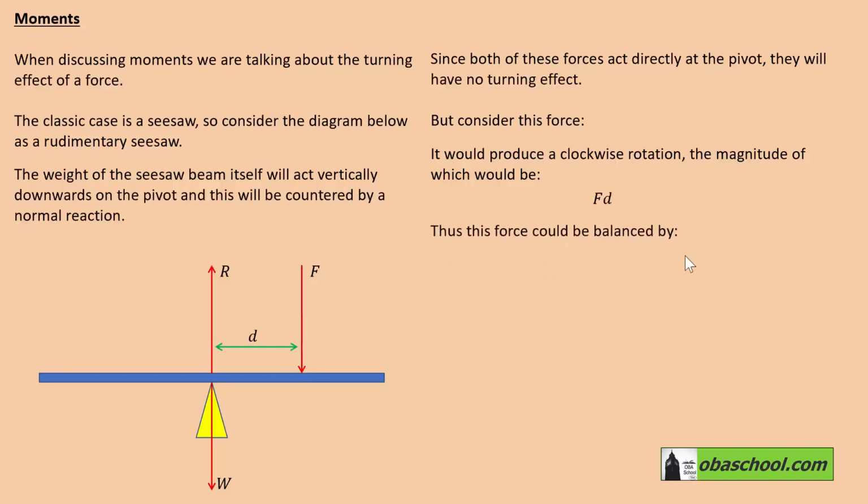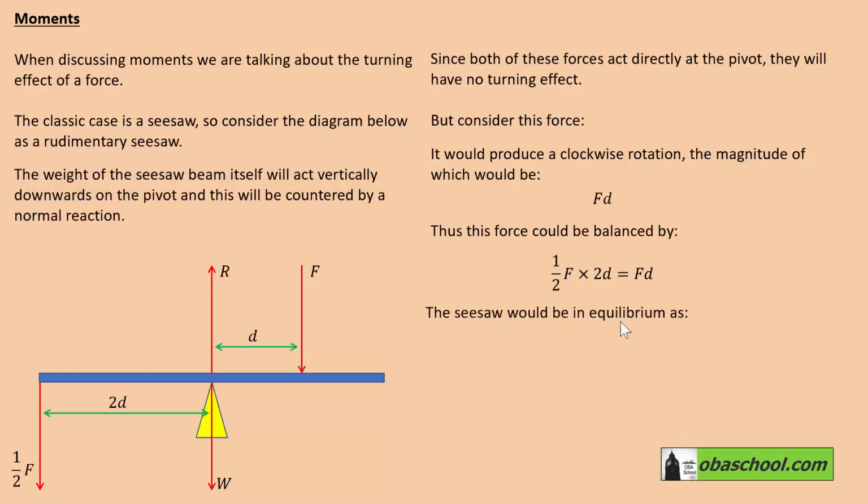Thus, this force could be balanced by this force over here. It has half the magnitude, but it's at twice the distance. And if we do a half F times 2D, that's equal to FD. But note this one is pushing clockwise, and this one is pushing anti-clockwise.